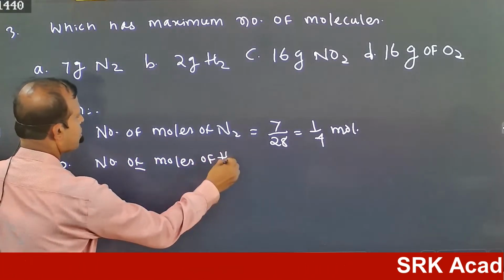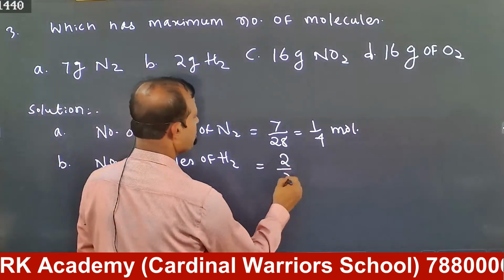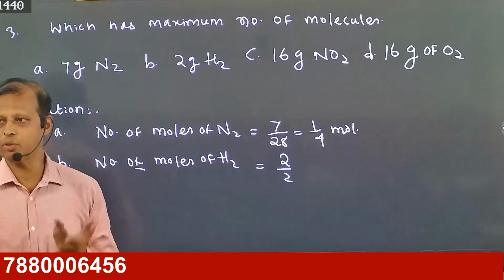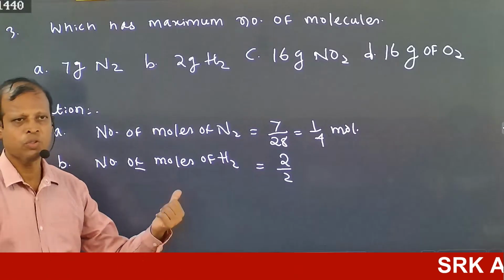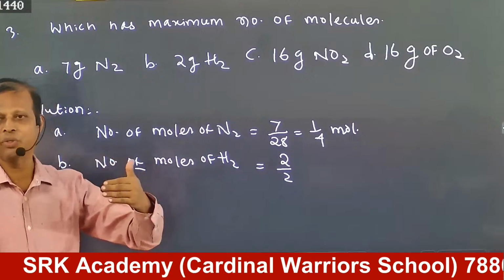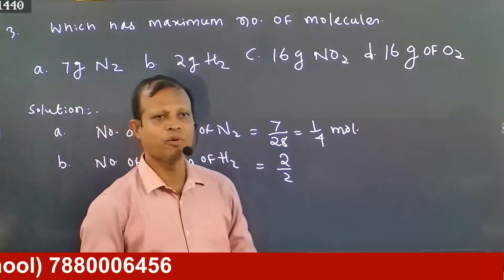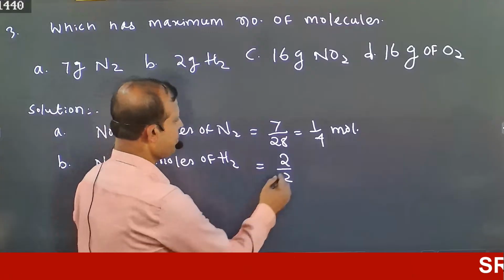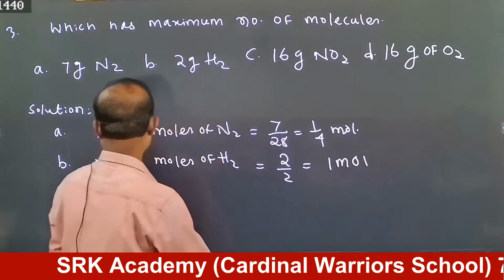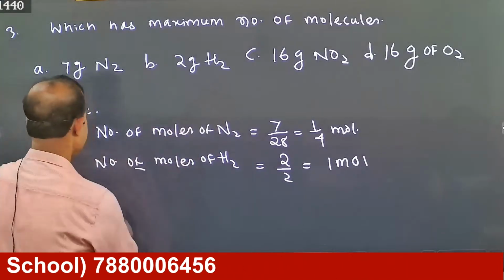Similarly, B, number of moles of S2. What is the given mass? 2. And the molecular mass: the atomic mass of hydrogen is 1, there are 2 atoms, 2 into 1 becomes 2. Given mass divided by molecular mass gives us the number of moles. So 2 divided by 2, it is 1 mole. Right?